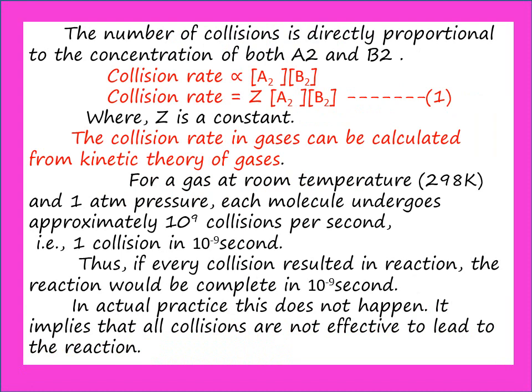The number of collisions is directly proportional to the concentration of the reactant molecules, here A2 and B2. So we can write collision rate is proportional to the concentrations of A2 into B2. To remove this proportionality symbol, we introduce a constant called Z. So collision rate is equal to Z into [A2] into [B2]. The collision rate is calculated from the kinetic theory of gases.